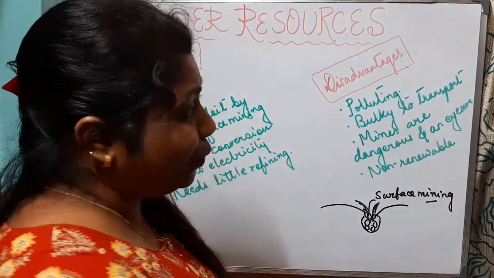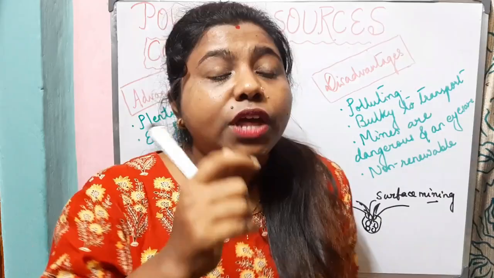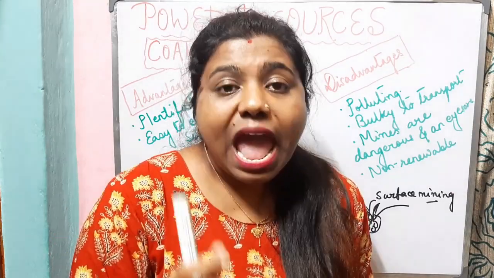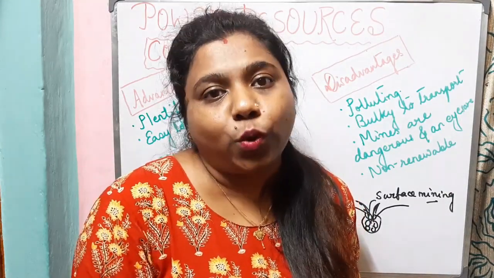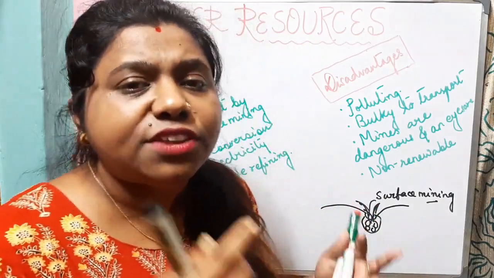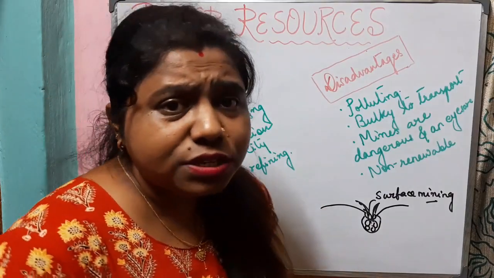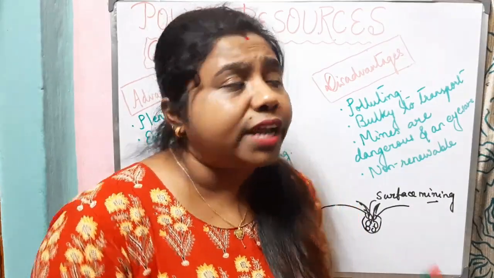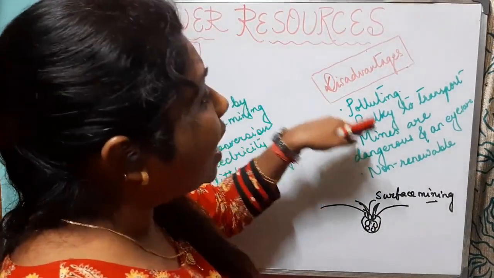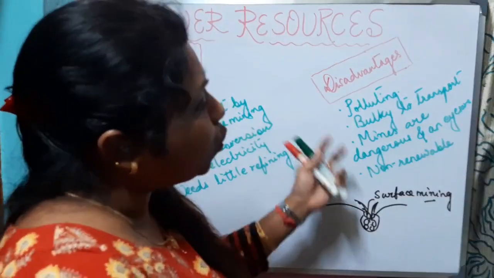When we burn coal, it releases high level of smoke, especially peat, the lowest grade of coal, and which is the first stage in the formation of coal. So when we burn peat, it releases high level of smoke. Other coals also release high level of smoke, but anthracite is the best quality of coal and it does not release too much smoke. Coal is bulky to transport. It is very heavy, so it is quite tougher to transport coal.